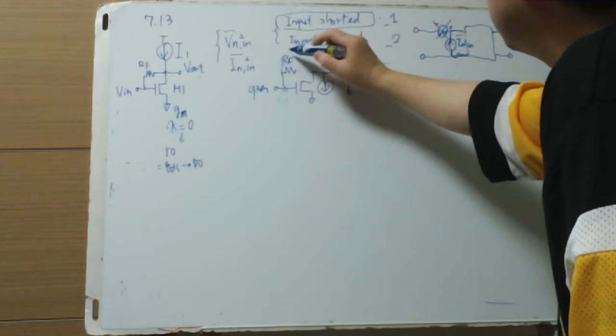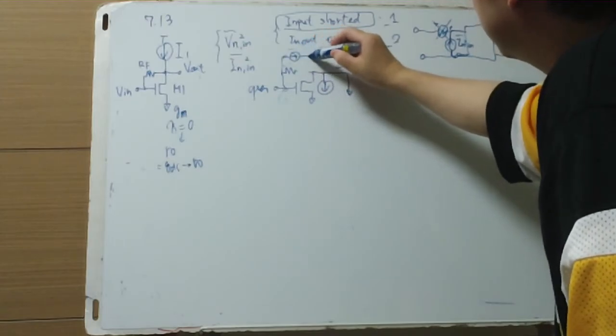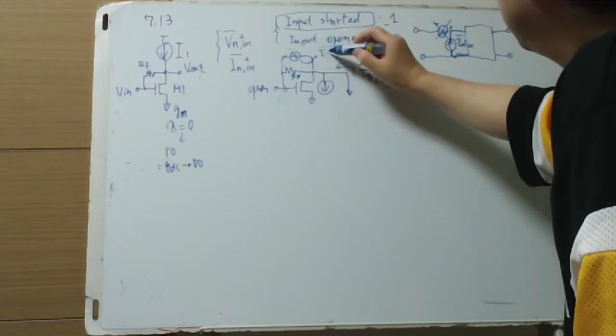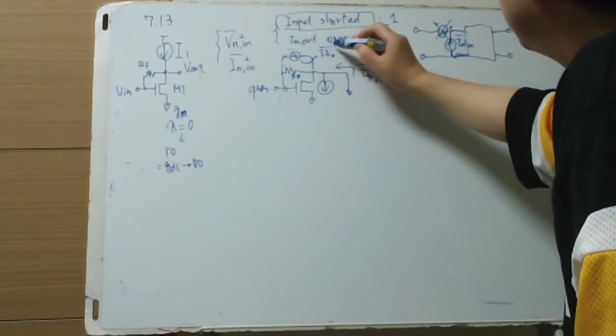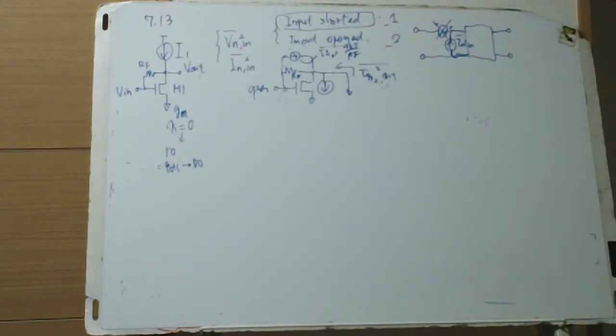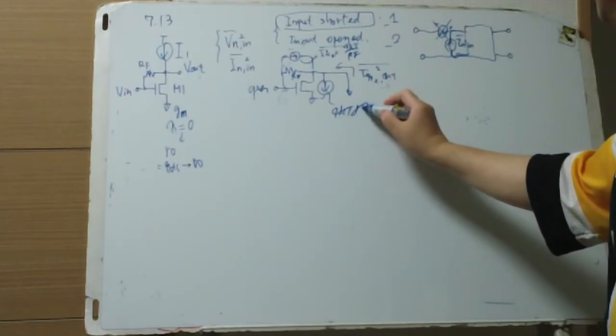But we need a current expression for this, and this current is In R squared bar equals 4kT over RF power. Now this is 4kT gamma GM.